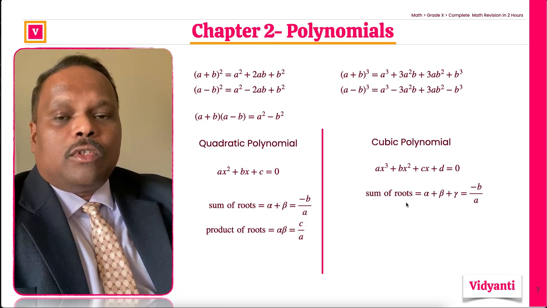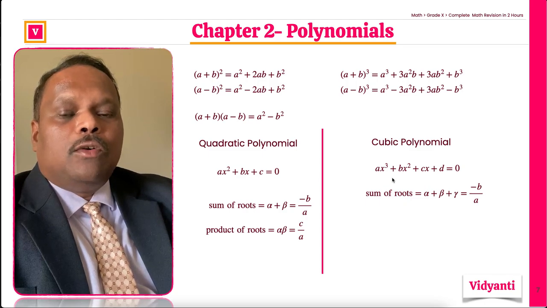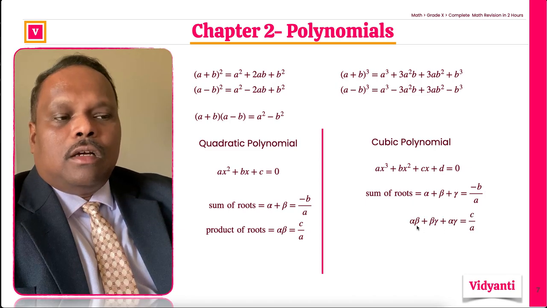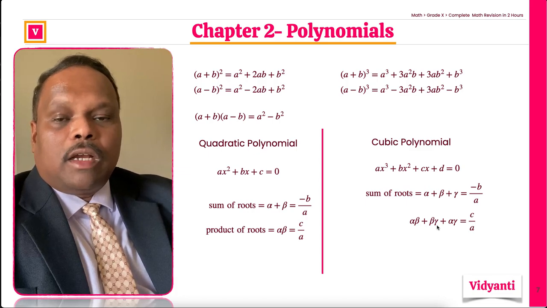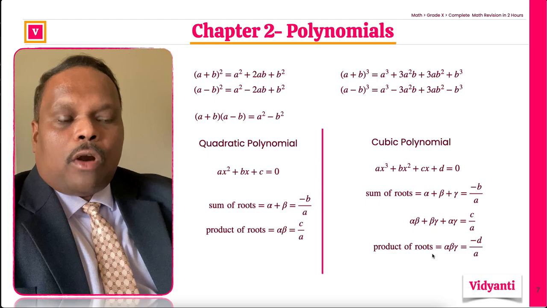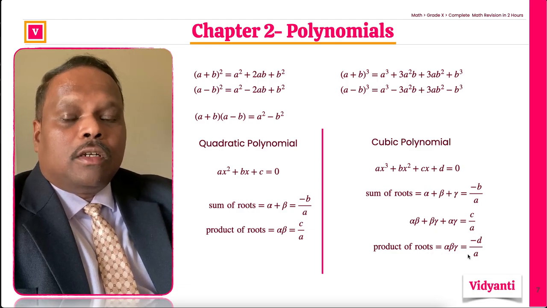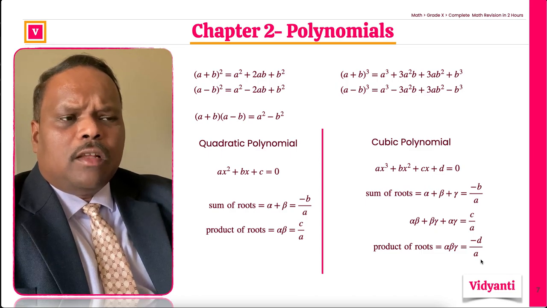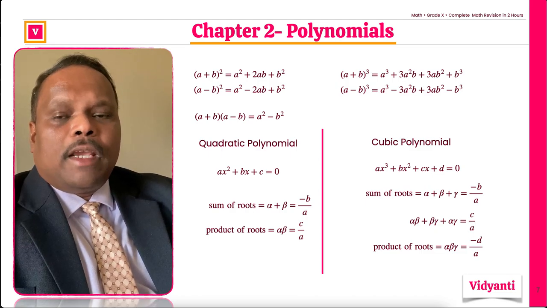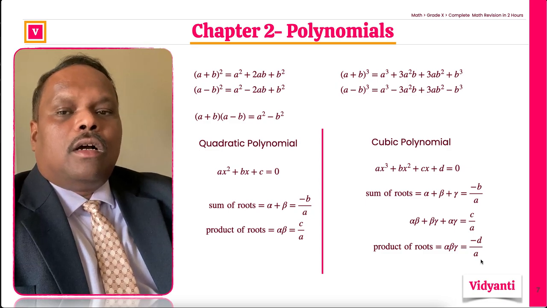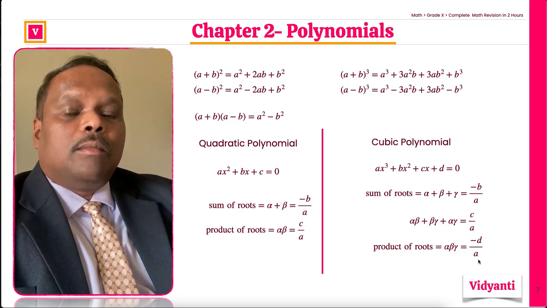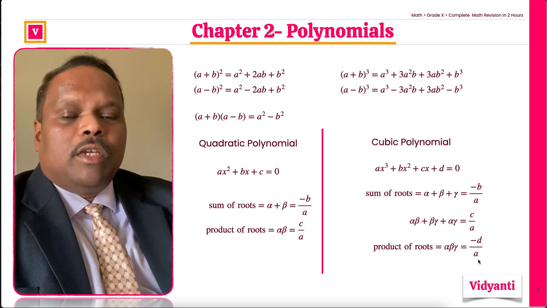Now because it's a cubic polynomial, it will have 3 roots, alpha, beta and gamma. Their sum will be minus b upon a. The sum of the roots taken two at a time, alpha beta, beta gamma, alpha gamma, will be c upon a, and the product of the roots, which is the multiplication of all 3 roots taken together, would be minus d upon a. So these are the formulas mentioned in the NCERT book. They can very well ask you to construct a polynomial given the 2 roots, or construct a polynomial given the sum and the product of the roots. So such questions can be expected.